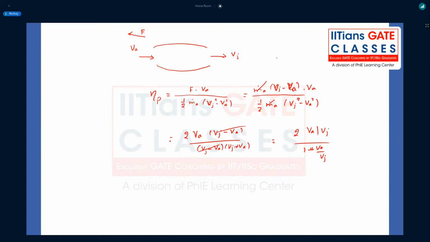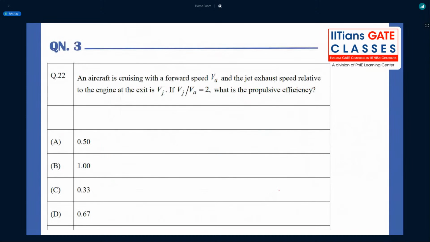So this comes out to be 2 times Va by Vj divided by 1 plus Va by Vj. In the question they have mentioned Vj by Va is 2. That means Va by Vj is 1 by 2. If I put that in here, it becomes 2 into 1 by 2 divided by 1 plus 1 by 2, which is nothing but 2 by 3, so it is going to be 0.667. It's an MCQ question. Option D is correct, 0.67.